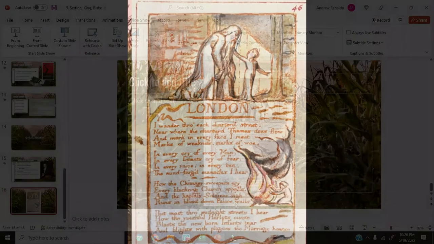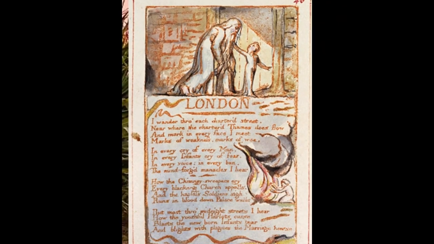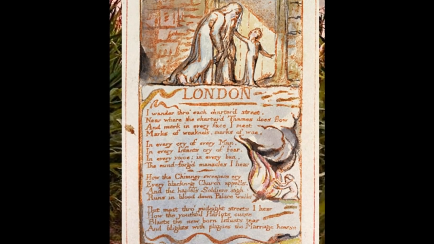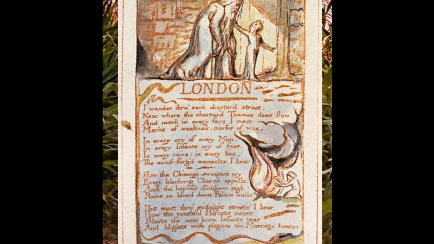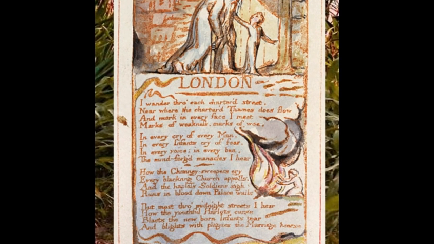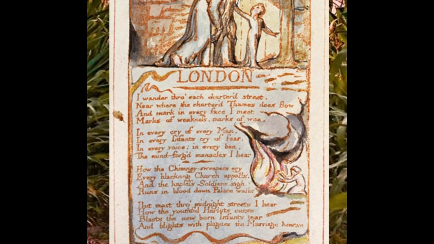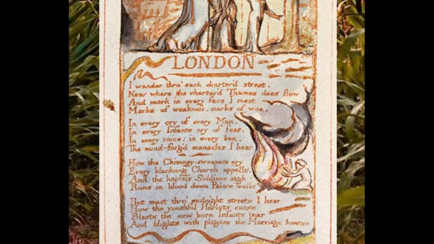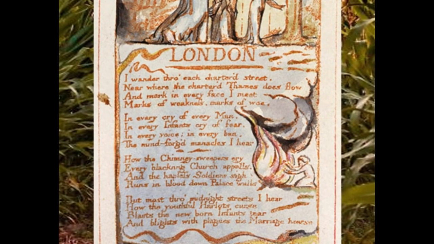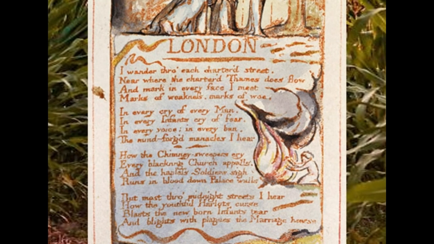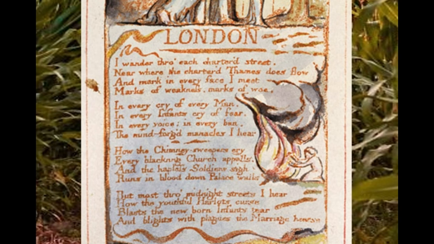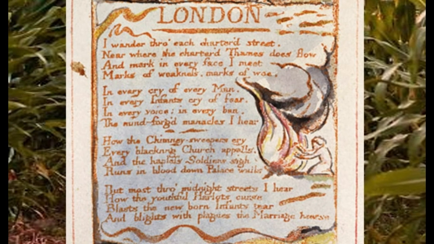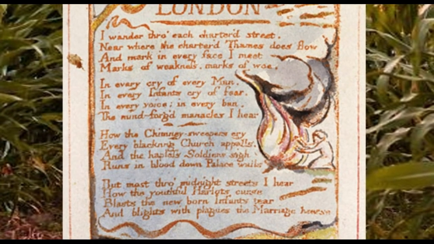I wandered through each chartered street, near where the chartered Thames does flow, and marking every face I meet, marks of weakness, marks of woe. In every cry of every man, in every infant's cry of fear, in every voice, in every ban, the mind-forged manacles I hear. How the chimney sweeper's cry every blackening church appalls, and the hapless soldier's sigh runs in blood down palace walls. But most through midnight streets I hear how the youthful harlot's curse blasts the newborn infant's tear, and blights with plagues the marriage hearse.